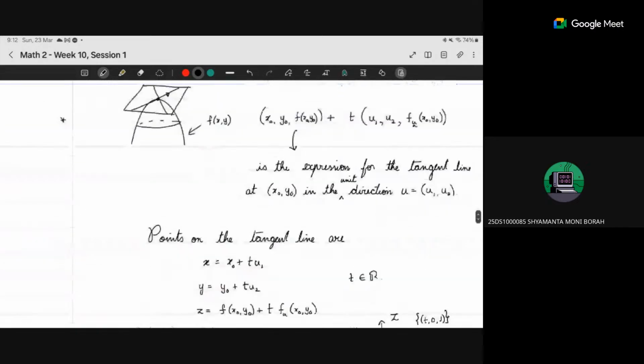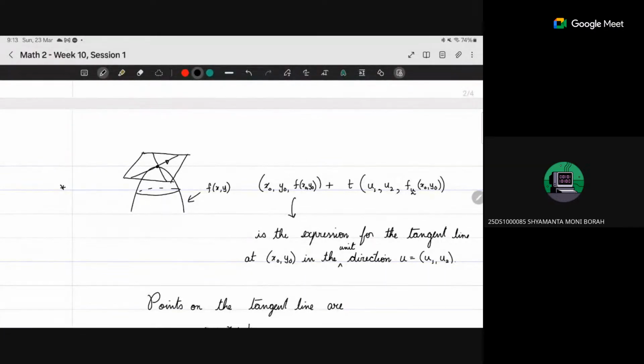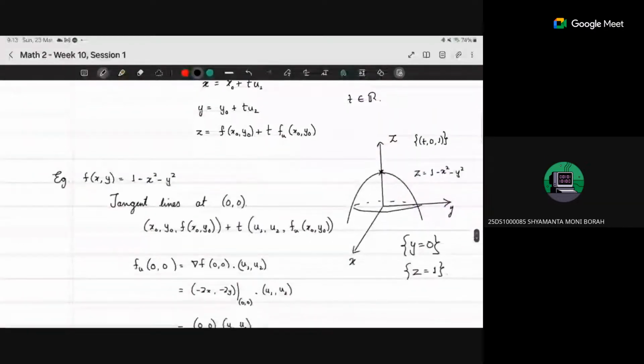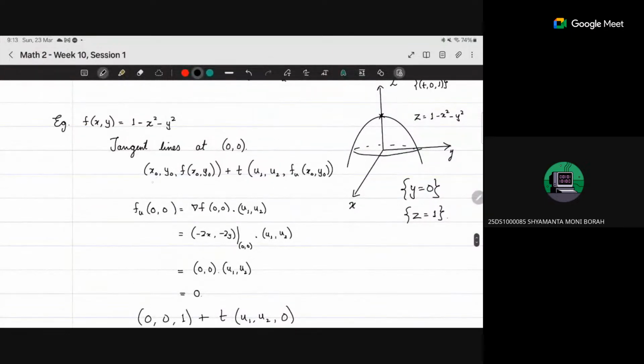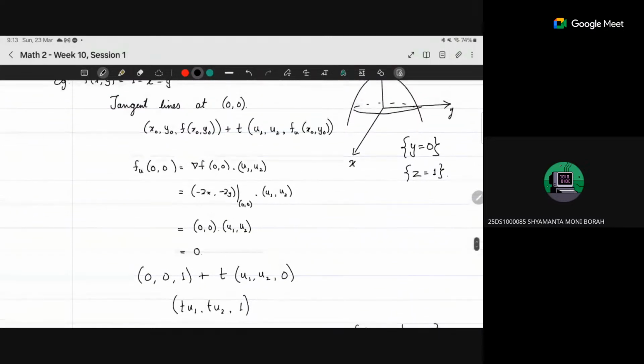In the equation of the line, you need two things. You need this point, which is given by (x0, y0, f of x0, y0), plus t times moving in that direction (u1, u2, 0). The derivative at x naught, y naught is 0, 0. So you will have 0, 0, 1. That is your first part of the equation, and t times (u1, u2, 0). Irrespective of what u1 and u2 are, we proved that the directional derivative in the direction of u is 0.